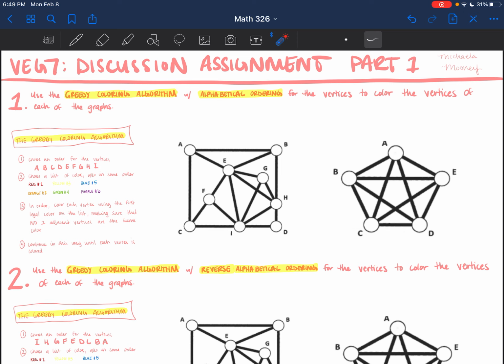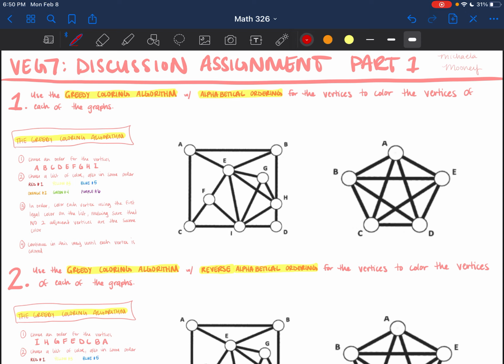And then step number 3, this is where we get into the actual direction of what we're going to be doing on the graphs. In order, color each vertex using the first legal color on the list, making sure that no two adjacent vertices are the same color. So a legal color is a color that makes sure no two adjacent vertices are the same color. Like if this one is red, then neither of those three can be red, because red would not be a legal color for those three vertices. We'll get more into that as we go through our steps on the graphs, but just keep that in mind. And then step 4, we continue in this way until each vertex is colored. So let's jump right into it.